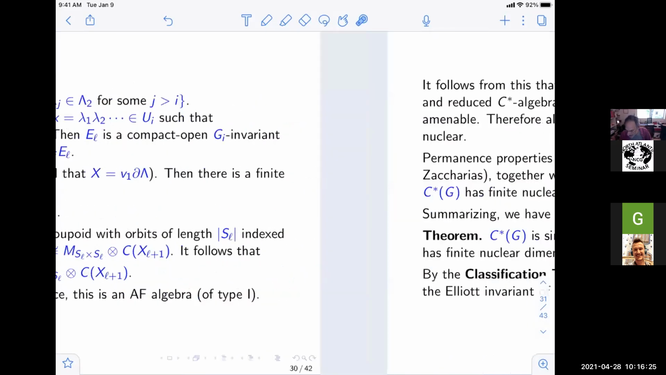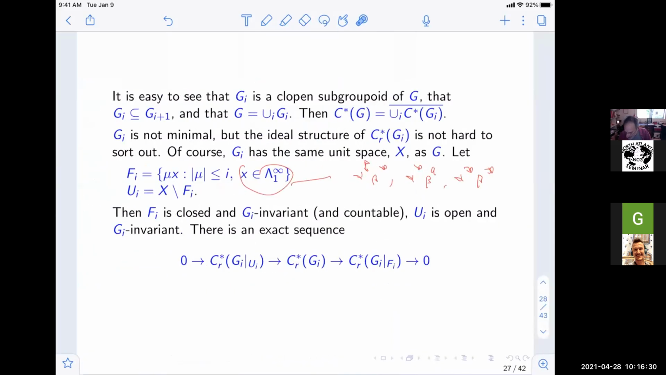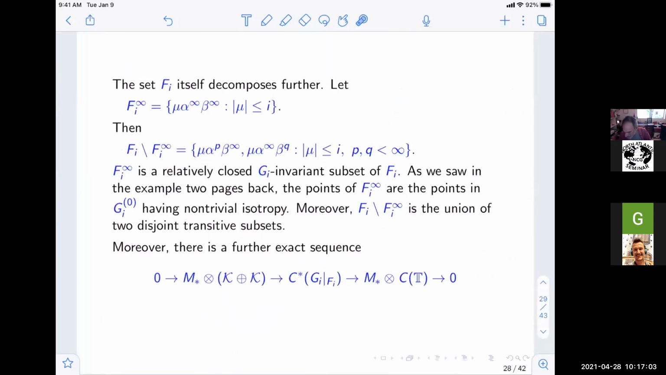And so our exact sequence, let's see, where was it? So now we know that this is type 1, and this is type 1 and AF. So the C-star algebra of G sub I is really not so bad. Right? So here we have an extension of the circle by compacts. Here we have a direct sum of matrices over continuous functions on Cantor sets. So, well, we can work out what goes on with this one.